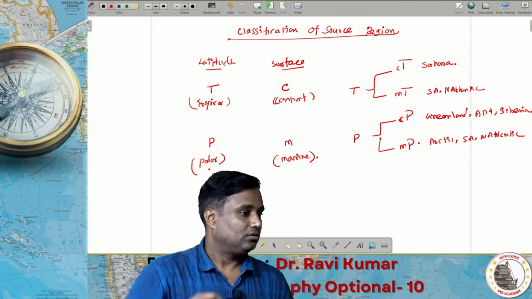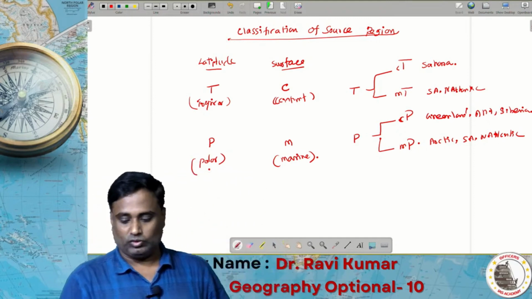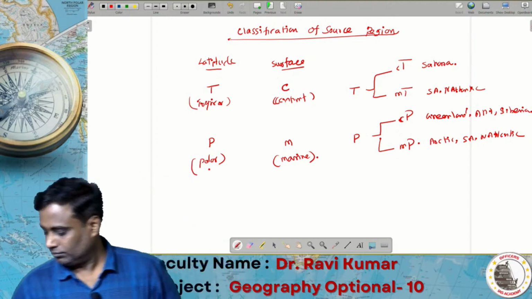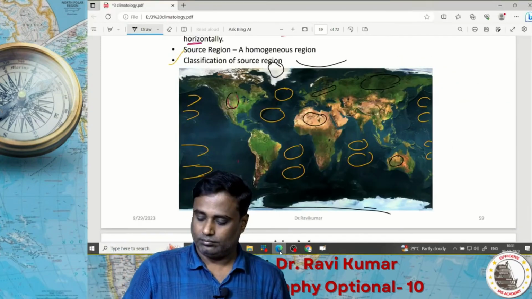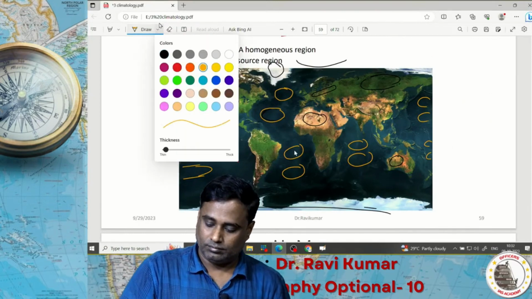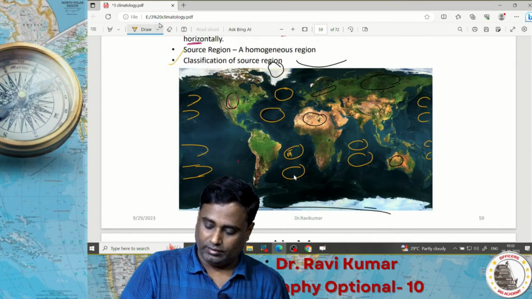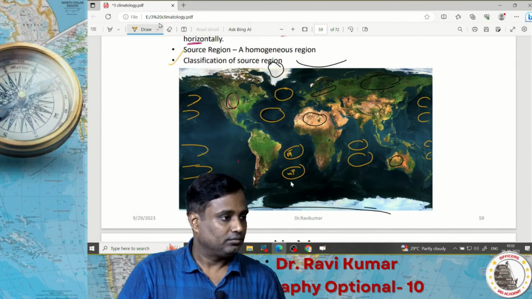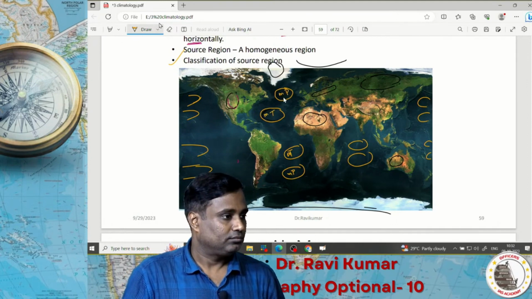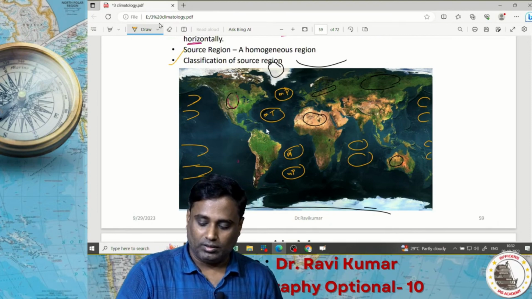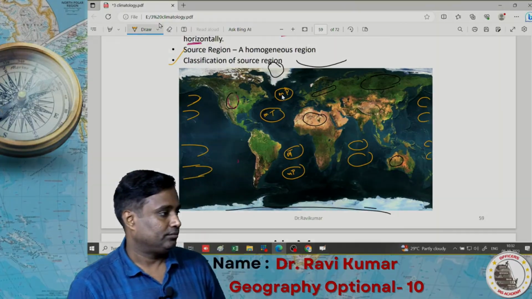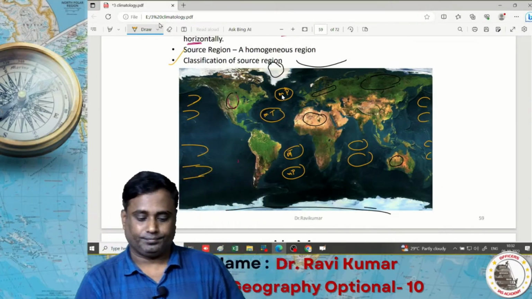We have two locations. You write down, I will show you the map. This is tropical marine, this is polar marine. Okay, tropical marine, polar marine. So both are North Atlantic, but the one in the tropical region is considered a tropical marine. Beyond the tropics it becomes a polar marine. Right? Okay.